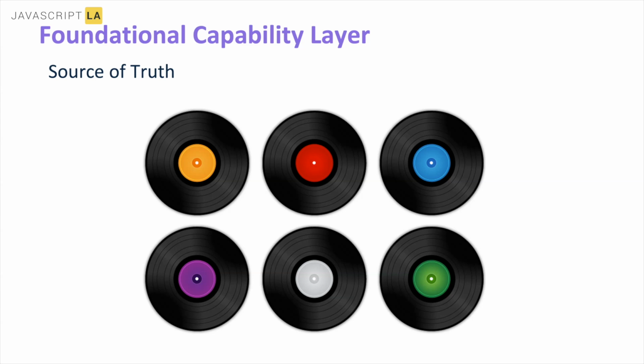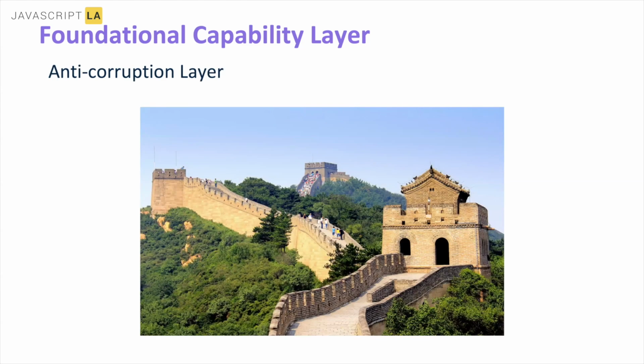The foundational capability layer also often contains anti-corruption layers. An anti-corruption layer is for when you rely on an external service and have to call out to that service to do particular things, like say you're calling something in order to send emails, right? Ideally, you would want to wrap that service in a thin layer.